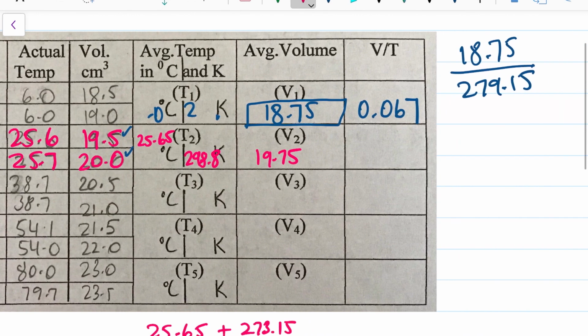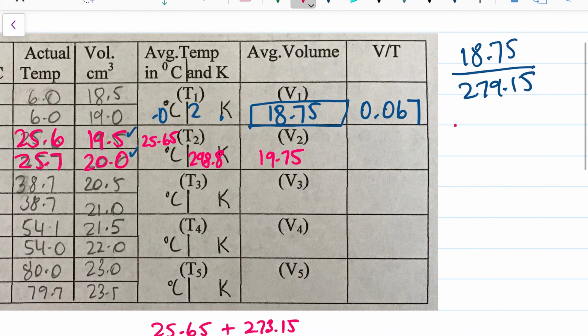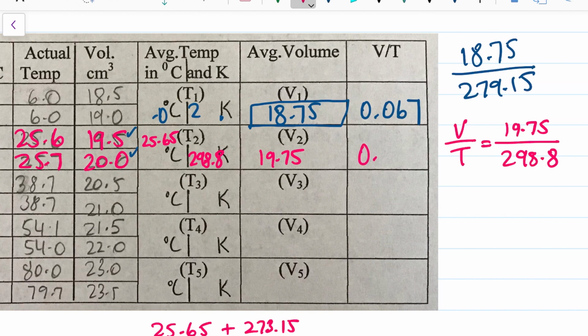So now I have my volume over my temperature. My volume is 19.75. My temperature is 298.8. When I divide that and round to 2 sig figs, I get 0.066. And already I feel pretty proud. Why? Because these numbers are very, very similar.